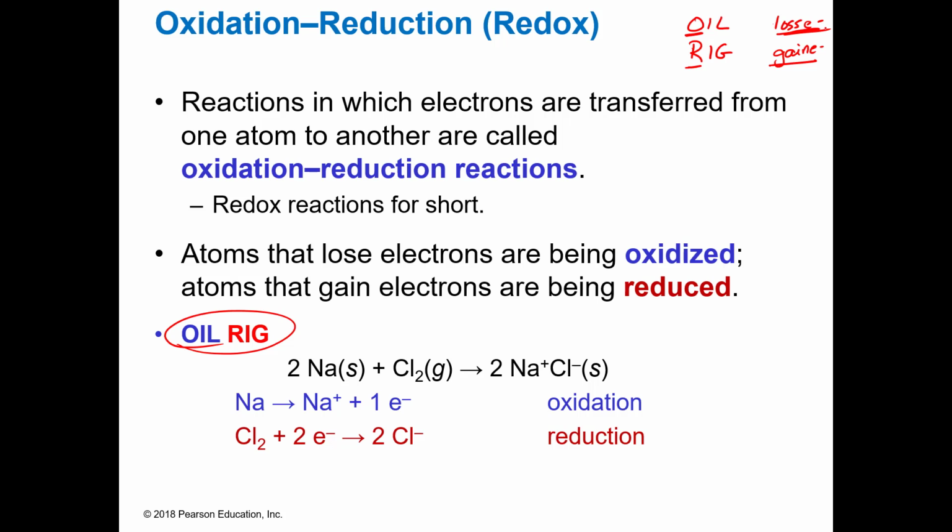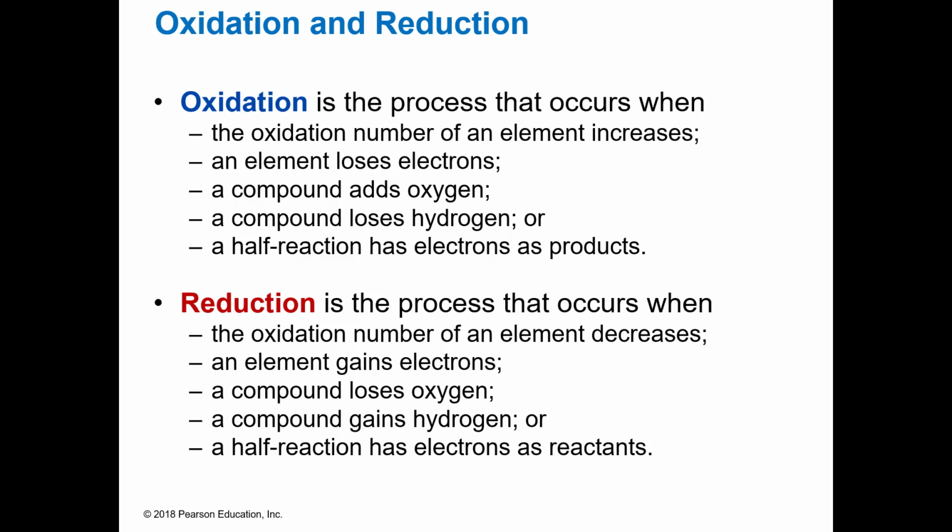Now notice if you are losing electrons, they're going to appear as products because they came from here and went to here. If you are gaining electrons, then you're going to be adding electrons, and so they're on the reactant side. It's very simple when you look at it in these terms, okay?